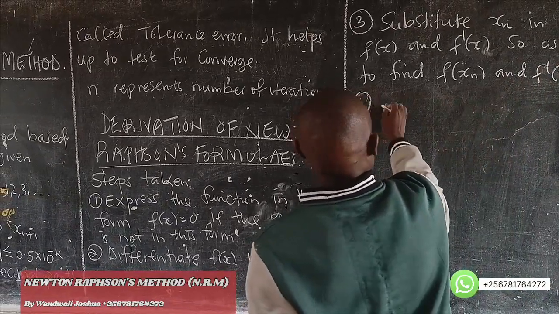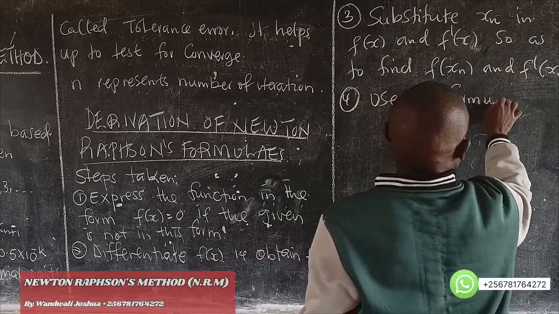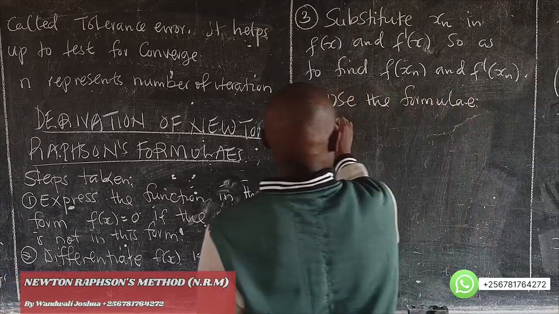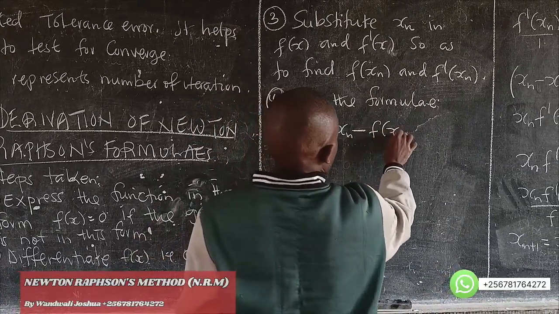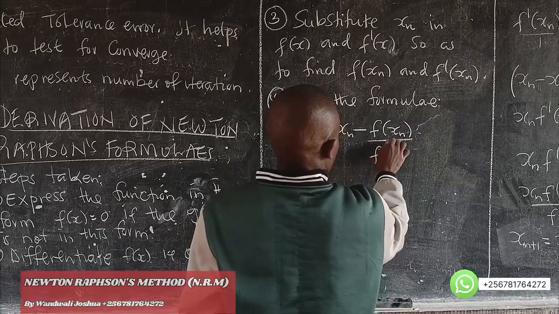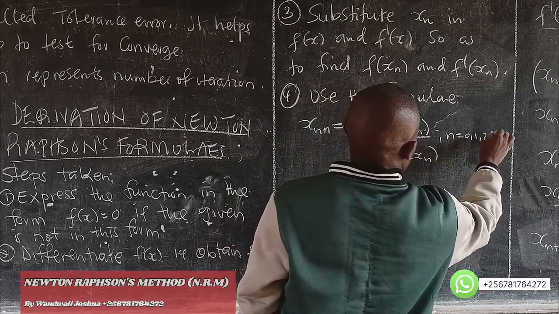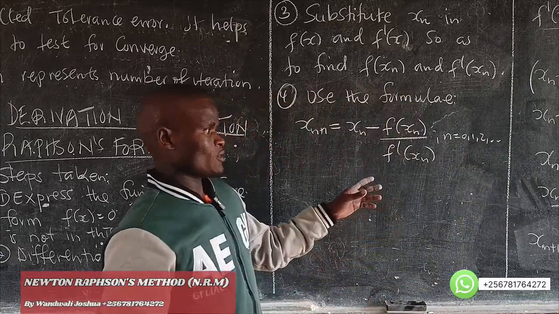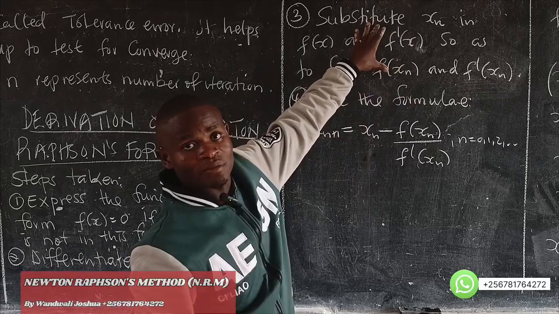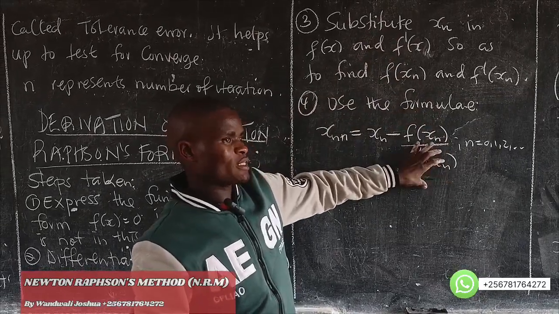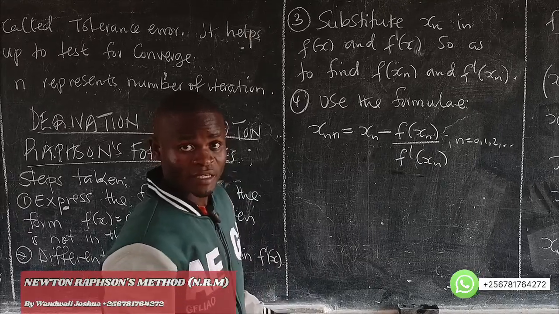Then number four, use the formula xn plus 1 equals xn minus f of xn over the first derivative of f of xn, which is the Newton-Raphson formula. So how do you use this? What you do here is you now substitute your f of xn, which you obtained in this step, and obtain this as well, and this one will now be the Newton-Raphson formula for finding the root.